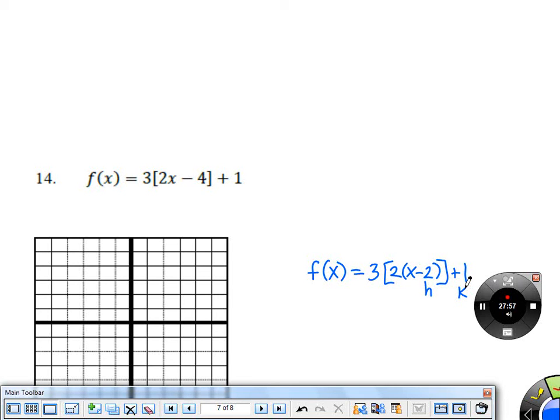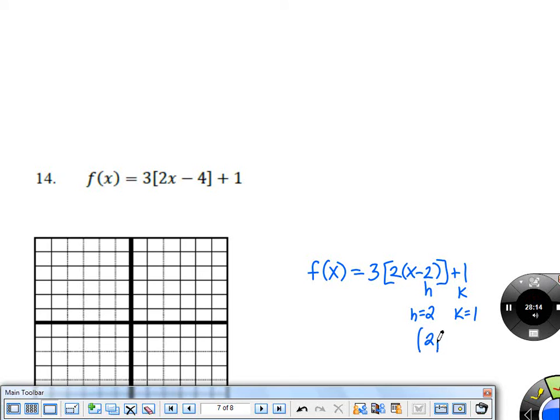What is my h value then? 2. And my k value? 1. That means the main vertex of this graph, the starting point, when I start my first step, am I going to put it at 0, 0? No. Where am I going to put that point? 2, 1. So I'm going to start my very first step at 2, 1.